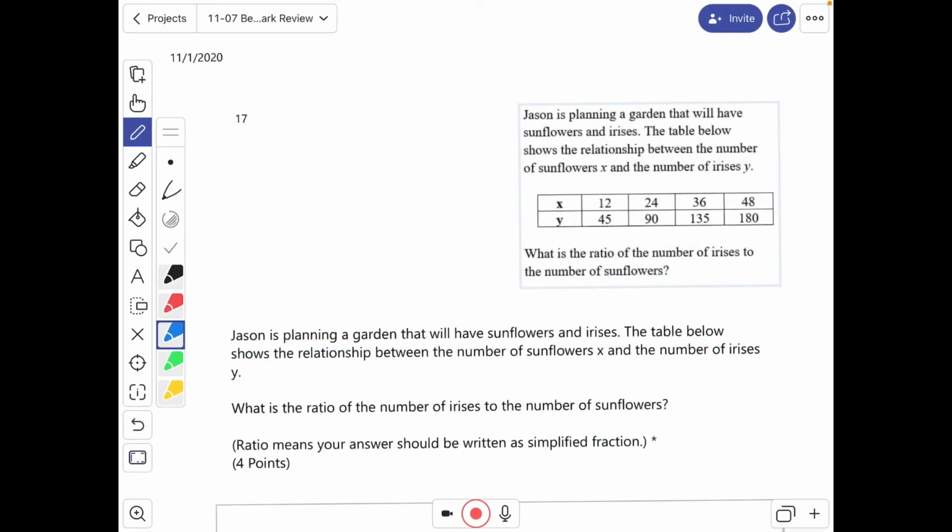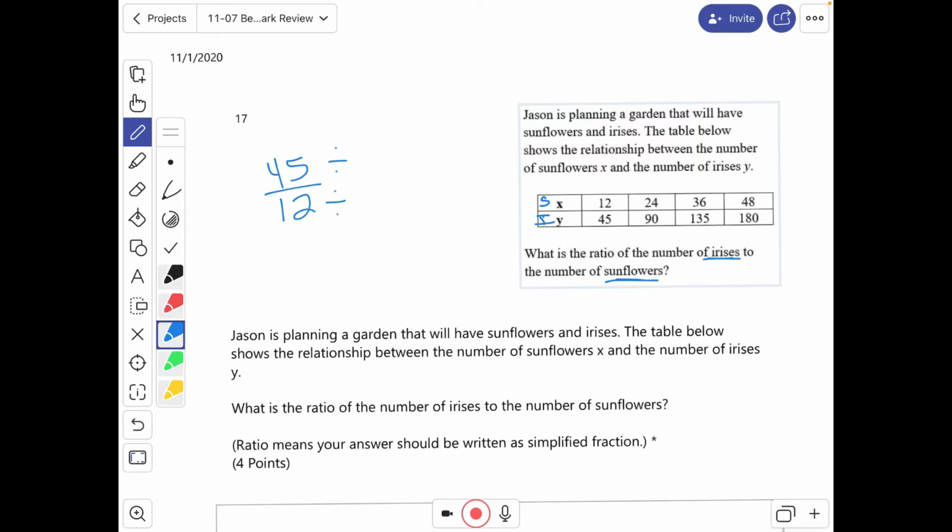Number 17. Jason is planting a garden that will have sunflowers and irises. The table below shows the relationship between the number of sunflowers, X, and the number of irises, Y. So sunflowers, irises. What is the ratio of number of irises to sunflowers? So irises would go first, and sunflowers would go on bottom. Remember, a ratio is a fraction, so 45 to 12. And we need to simplify that.